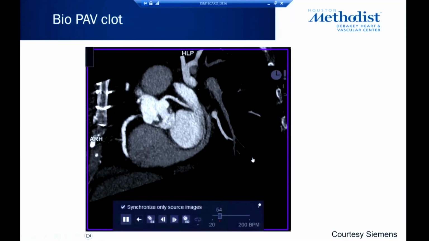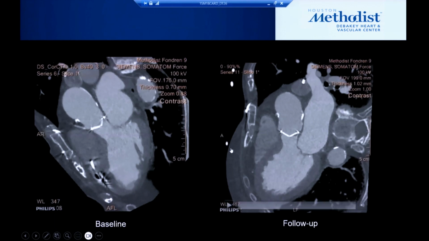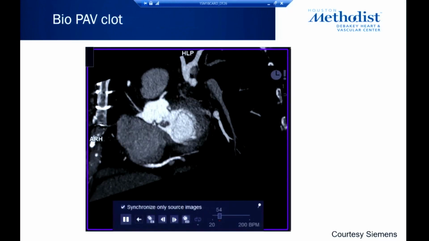So the final thinking is that with the TPA, we resolved the clot, which was the supravalvular mass, but it did nothing to the subvalvular structure, which most likely is a pannus. But it was enough for the patient to get some symptomatic relief, and she was an elderly patient, so she did quite well. And this is courtesy of Siemens.